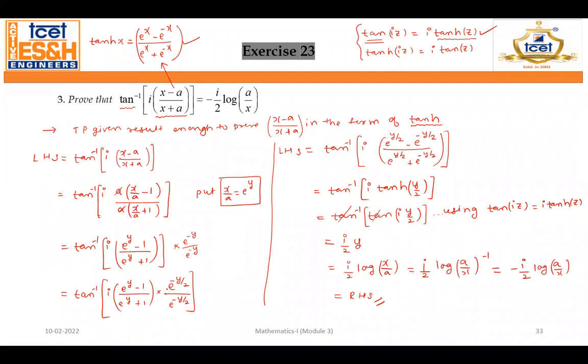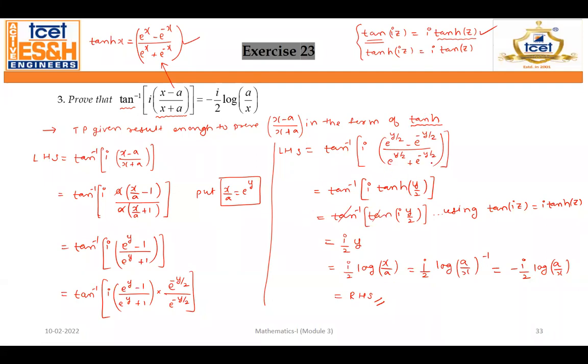So that's why look at what I did. I multiplied numerator and denominator by e raised to minus y by 2. Okay, so not e raised to minus y, but e raised to minus y by 2, numerator and denominator. So in that case tan inverse of i times what is e raised to y into e raised to minus y by 2? That is e raised to y by 2 minus what is 1 into e raised to minus y by 2? That is e raised to minus y by 2, upon the denominator is also e raised to y by 2 plus e raised to minus y by 2.